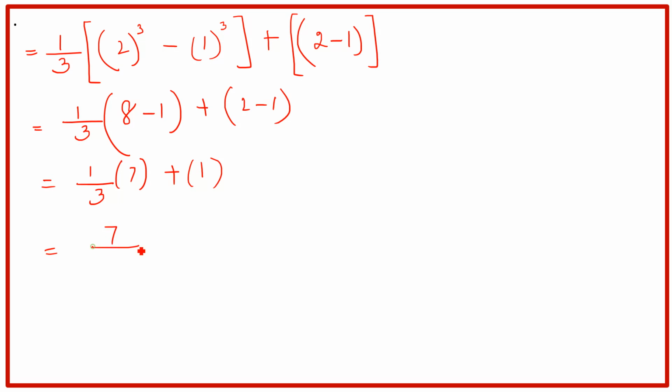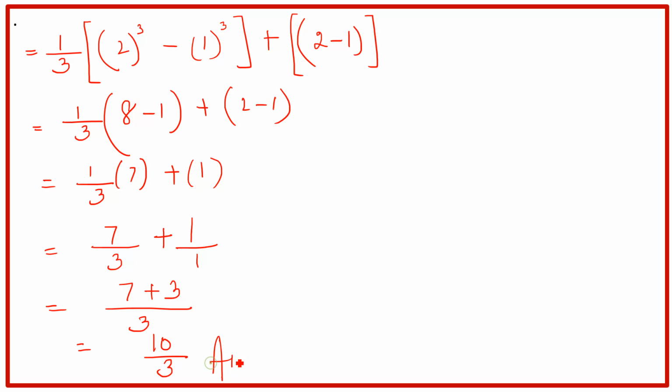And then here we are just simplifying it. So we have to take the LCM. There is no denominator, it means 1. LCM will be 3. So it is 7 plus 3, which is equal to 10 over 3. And this is the answer. See, there is no unit.